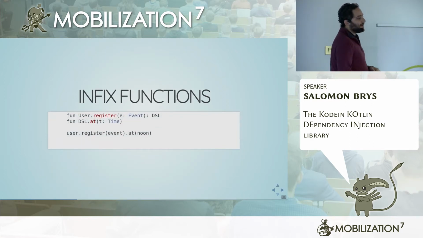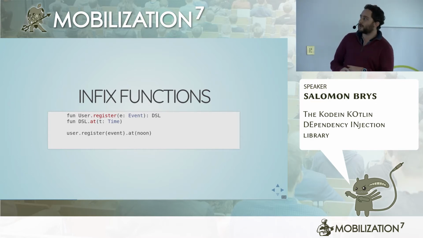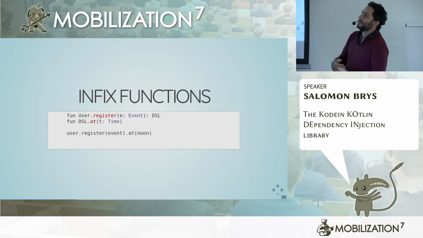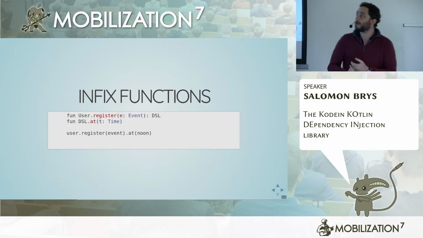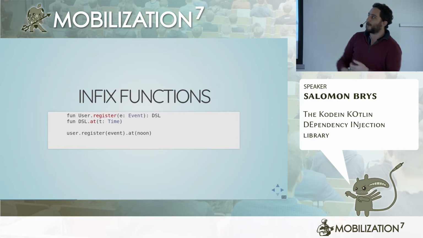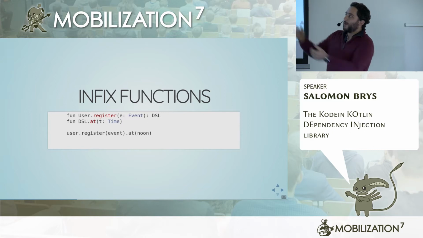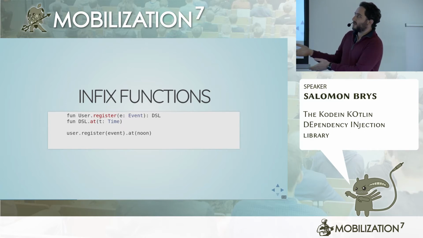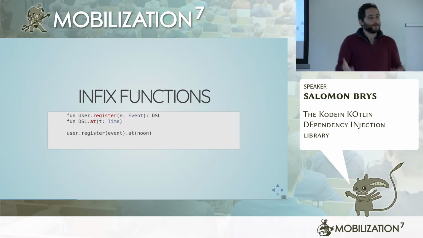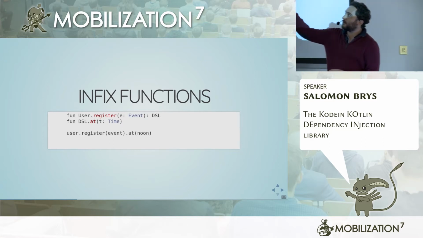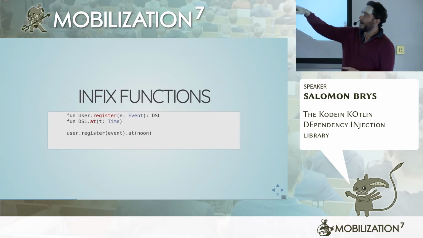The first is the infix function. Let's take a function register that applies on a user, and a function at that applies on a DSL. The register function returns a DSL, which makes the line user.register(event).at(noon) understandable. I have a function that returns a DSL. On that DSL, I call at.